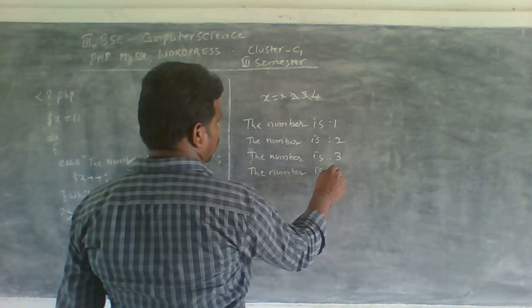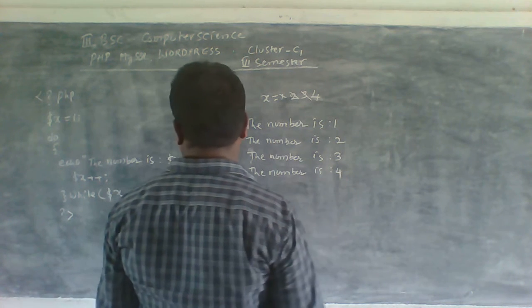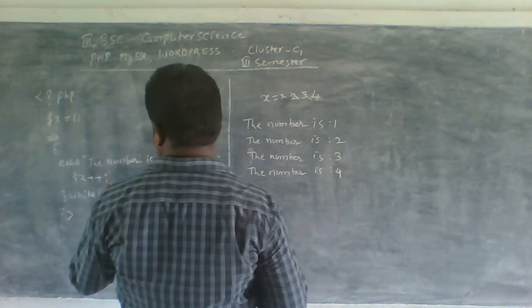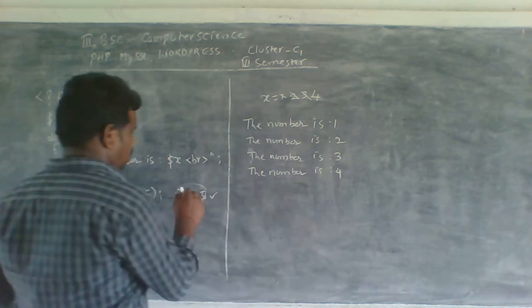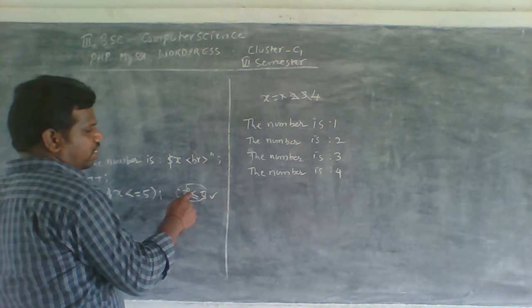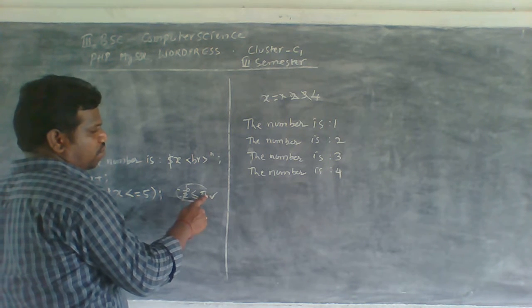The number is 4 here. Okay. Again x plus plus, that means 5 here. X equal to 5 here. 5 less than or equal to 5. Okay, less than failed, but equal is true. That's why the condition is true here.